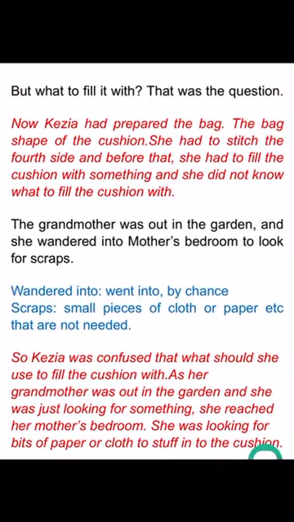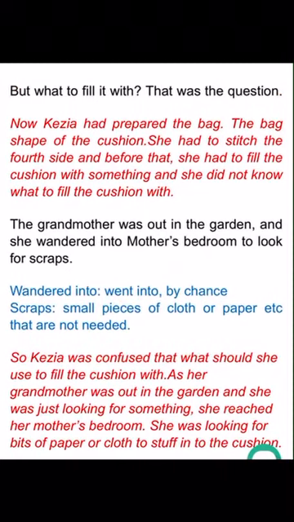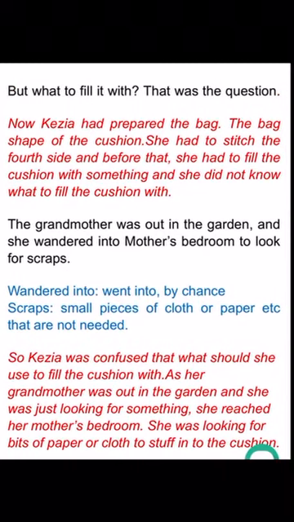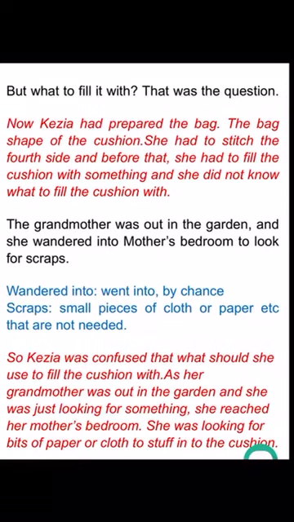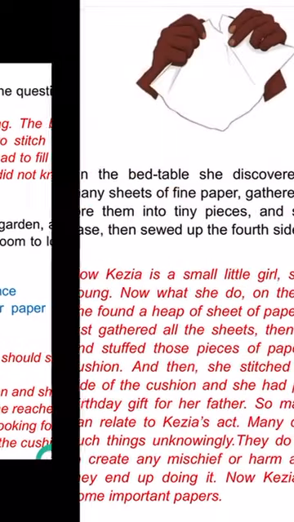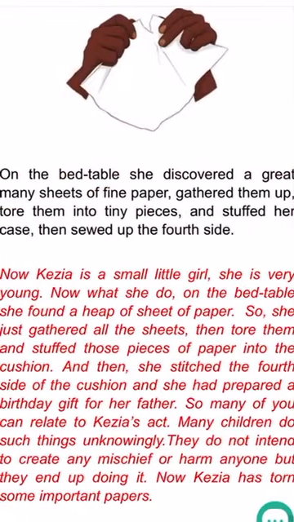So Kezia was confused at what should she use to fill the cushion with. As her grandmother was out in the garden and she was just looking for something, she reached her mother's bedroom. She was looking for bits of paper or cloth to stuff into the cushion. On the bed table, she discovered a great many sheets of fine paper, gathered them up, tore them into tiny pieces and stuffed her case, then sewed up the 4th side.